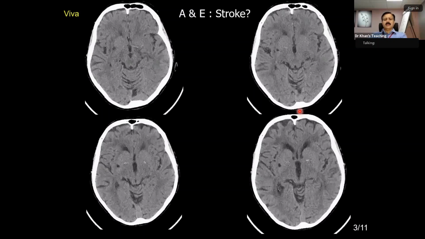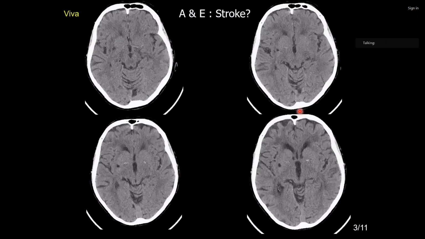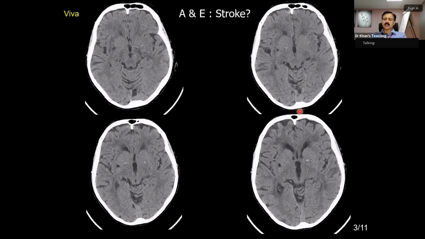Okay, different case. You are reporting this as on-call radiologist, and is there any stroke, particularly on the right side? Okay, so I can see bilateral frontal subcortical or deep white matter hypodensity. Yeah, that is age-related. I'm not interested. Any?